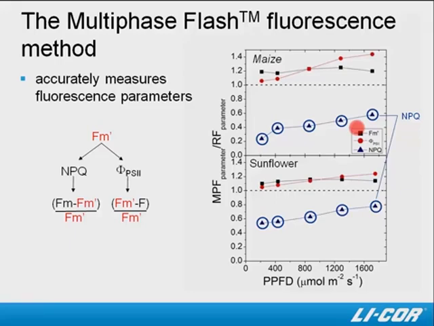And so what these data imply is that the traditional way of measuring FM prime by rectangular flashes underestimates FM prime, and that singular act of underestimating FM prime results in an underestimation of phi PS2 and an overestimation of non-photochemical quenching, both problems of which are solved by using multiphase flash methodology.